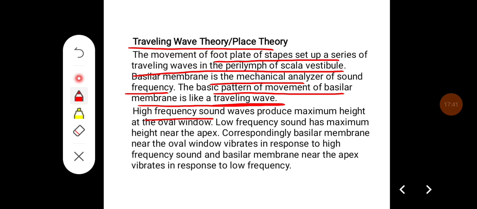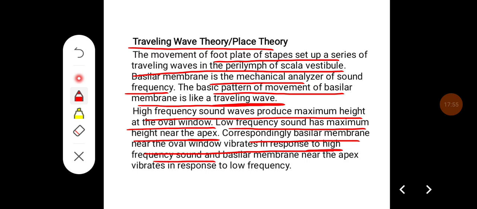High frequency sound waves produce maximum height near the oval window, and low frequency sound has a maximum height near the apex. Correspondingly, the basilar membrane near the oval window vibrates in response to high frequency sound, and the basilar membrane near the apex vibrates in response to low frequency sound.